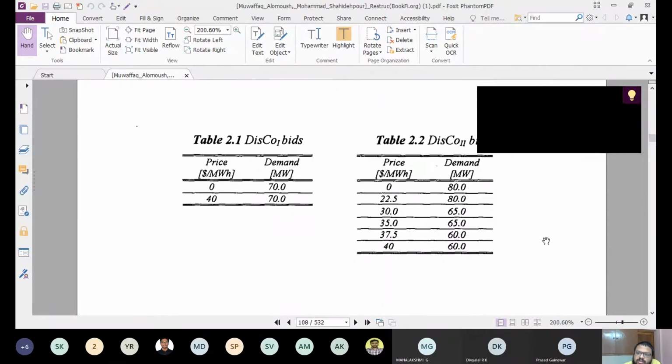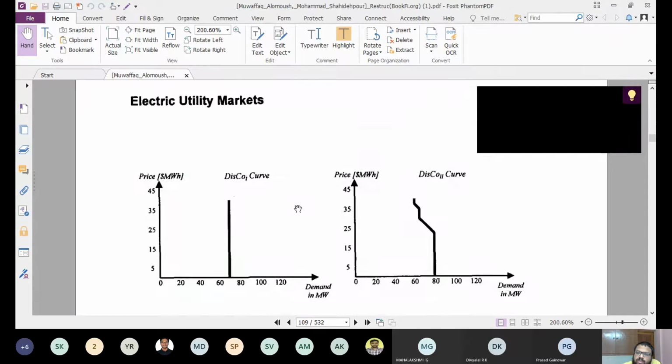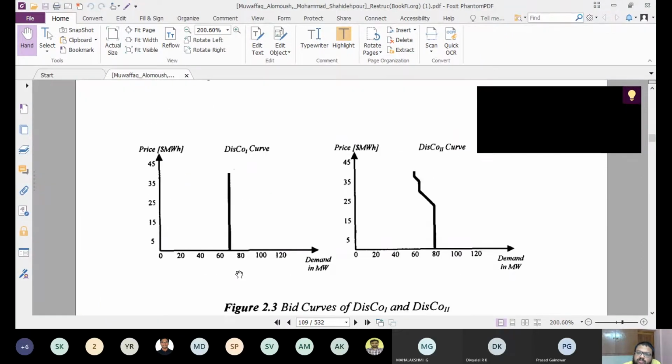So for bidding in day-ahead market, you can see initially the DISCO bids are shown. For DISCO 1, in the price range 0 to 40, the demand is constant at 70 megawatts. Right. So first we are going to plot the individual demand curve for DISCO 1. From 0 to 40, there is no change in demand. It is at 70 megawatts itself.